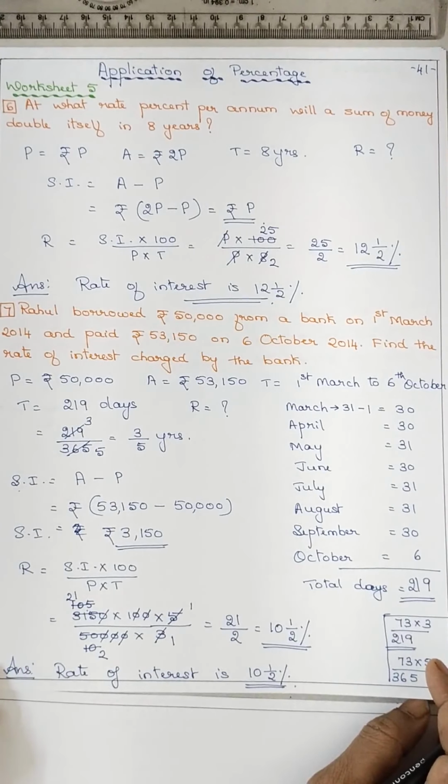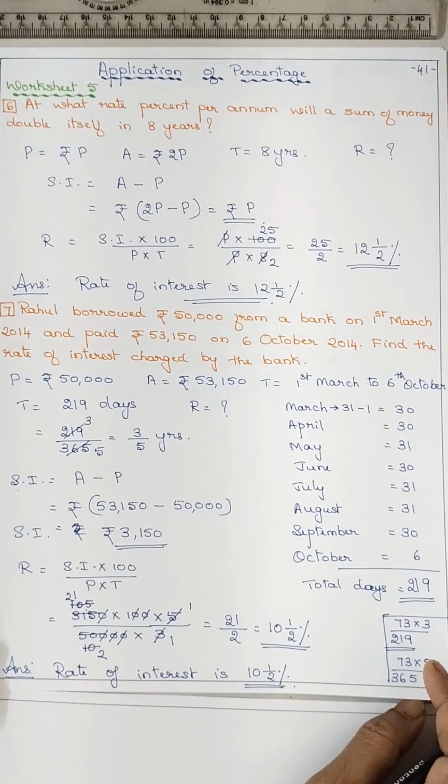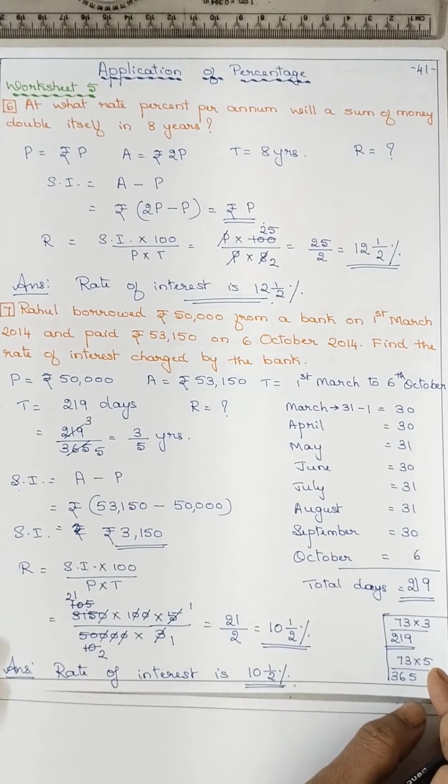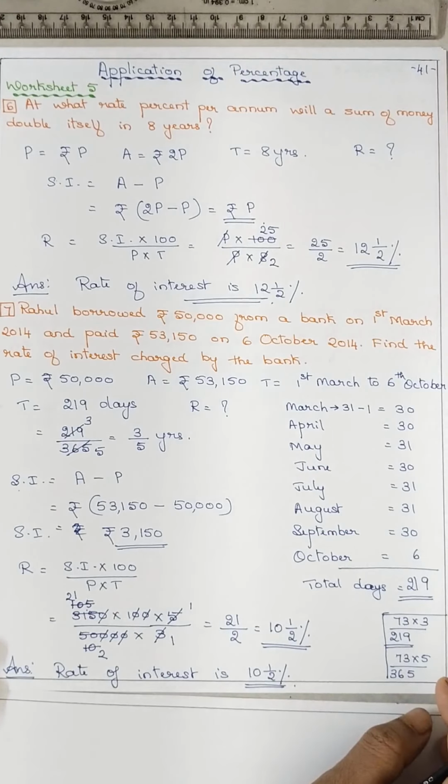Is it clear? In this lesson calculation is very important, so better be careful. So we have finished the 6th and 7th sums. The 7th sum is a little bit lengthy and confusing, so better take care.